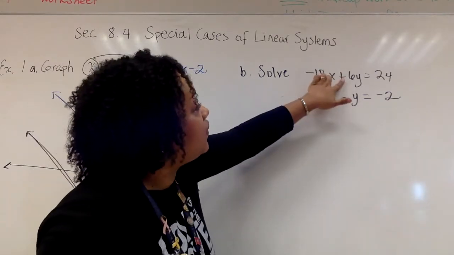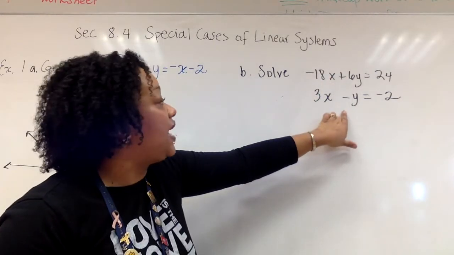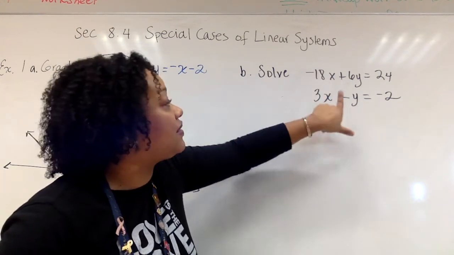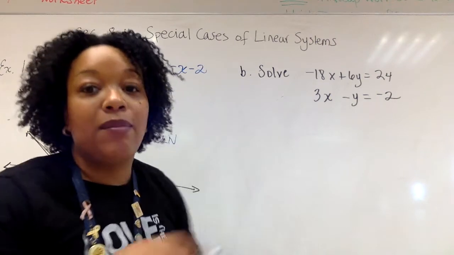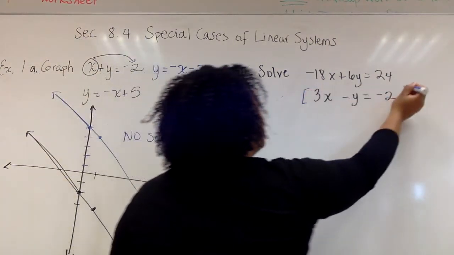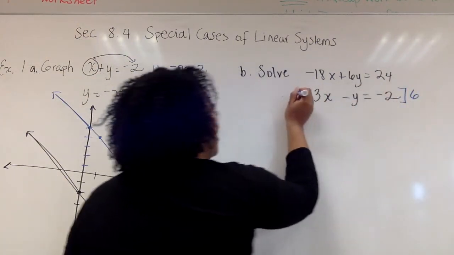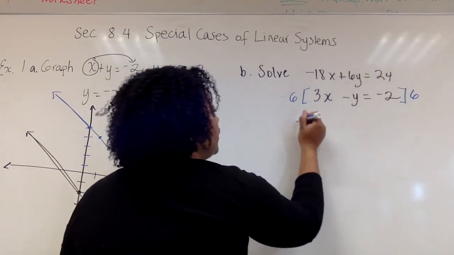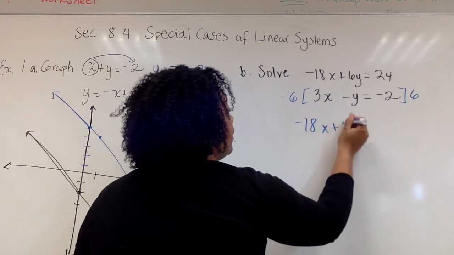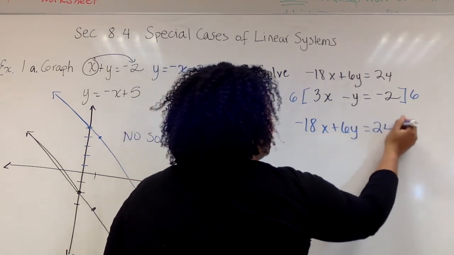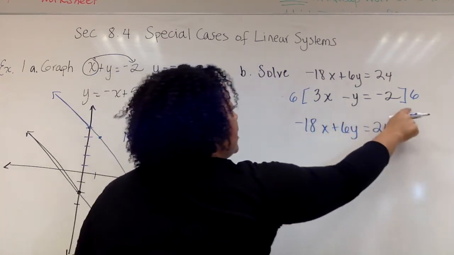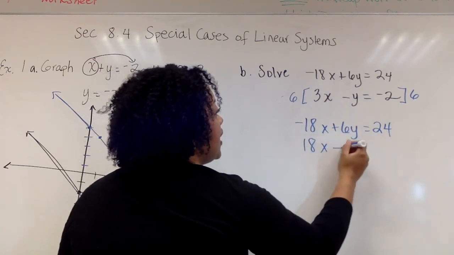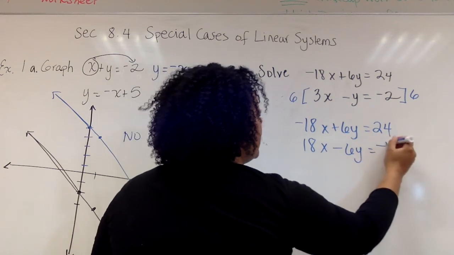I have a positive 6y, and I have a negative y. I got my plus and minus. All that's missing is the 6 here. So I'm going to multiply this entire second equation by 6 all the way across. So I rewrite the first equation because I haven't touched that. And then I get my second equation with the 6. So that's a positive 18x, a negative 6y, and a negative 12.